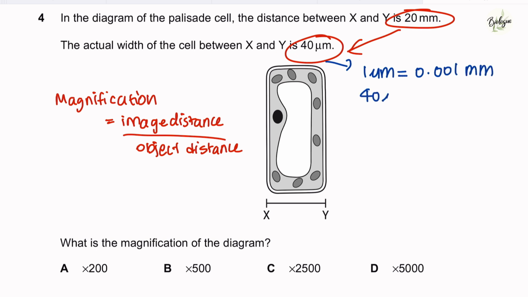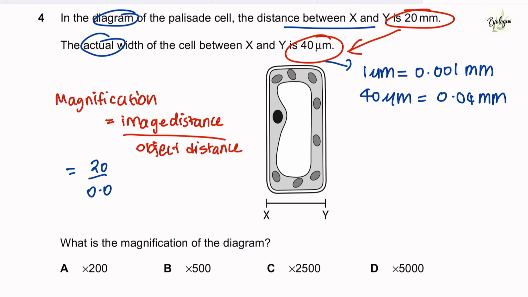So 40 micrometers is therefore 0.04 millimeters. And so what we need to do is between X and Y in the diagram and actual. So image distance, which is 20 divided by 0.04. This should come out to 500. So the answer should be B.